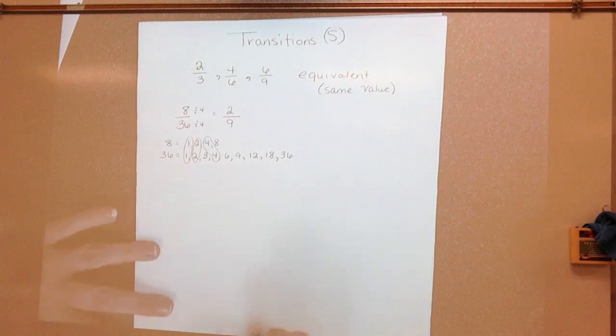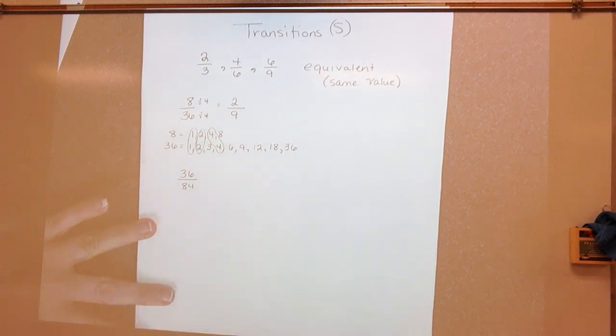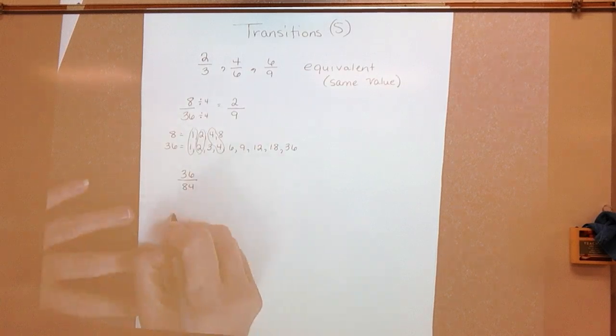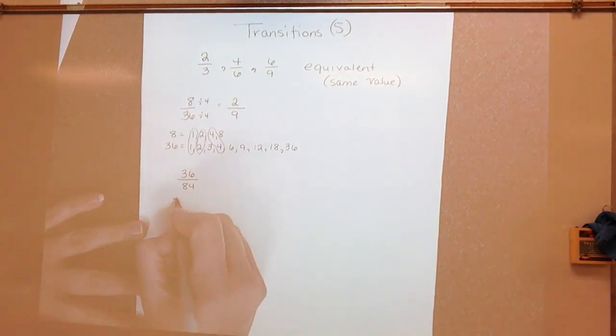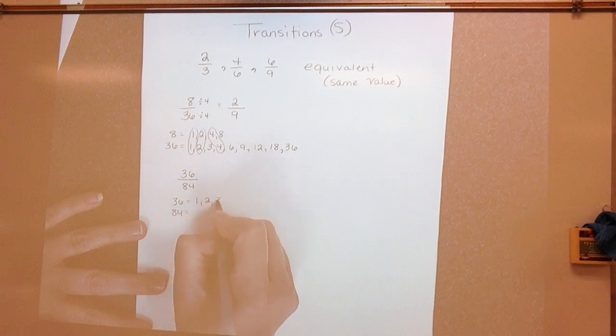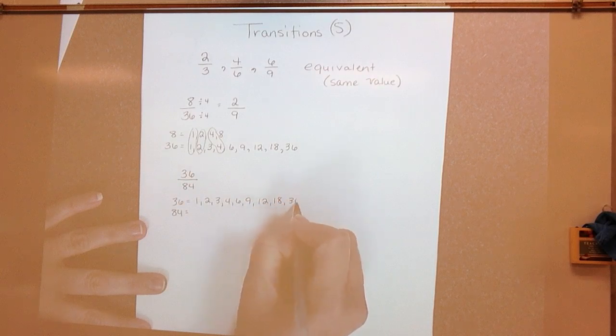Let's look at another one. Let's look at 36 over 84. Now, this one can get a little trickier because my numbers are getting a little bigger. 36, we've already listed the factors of 36. Now I have to look at the factors of 84. Once again, you can list those factors if you would like. So I've got 36 with 1, 2, 3, 4, 6, 9, 12, 18, and 36.